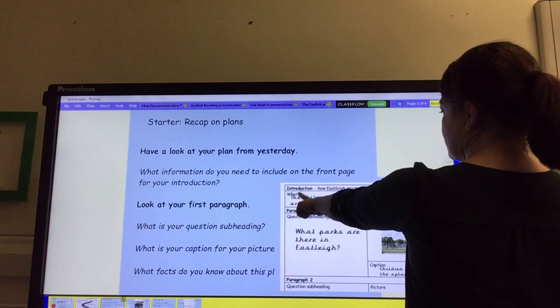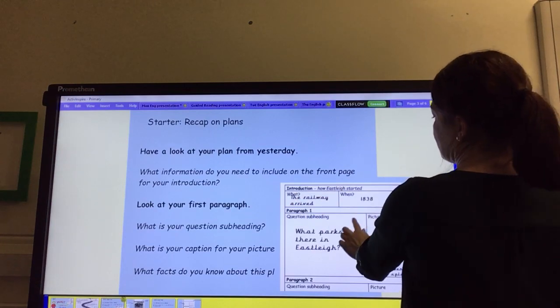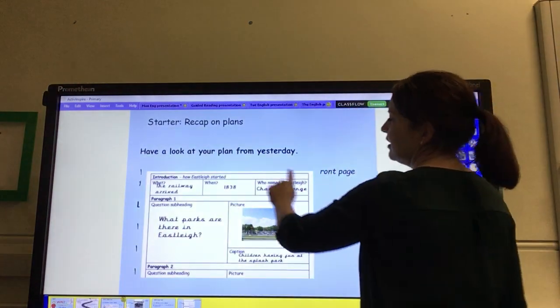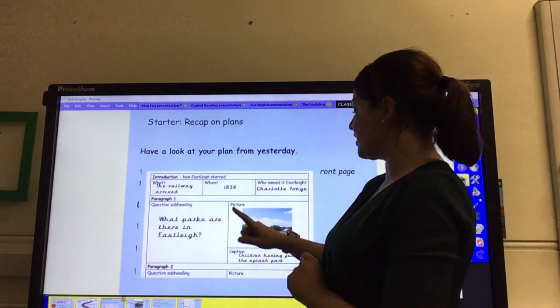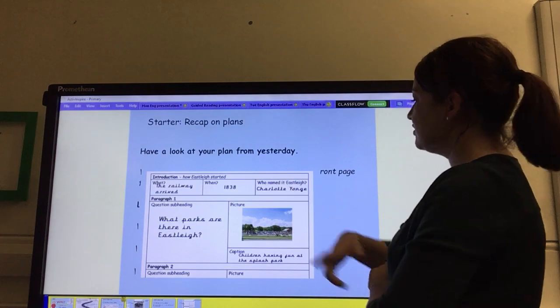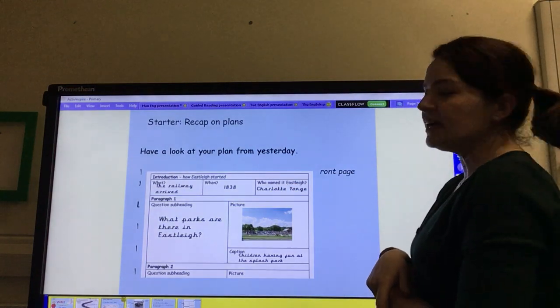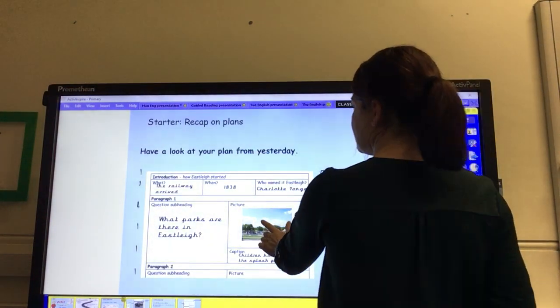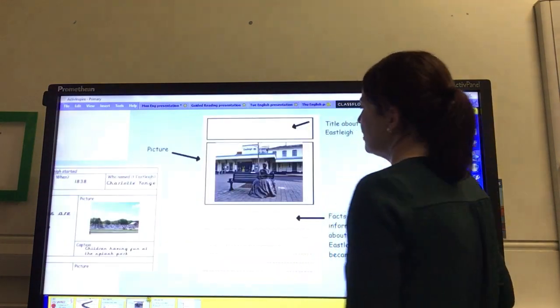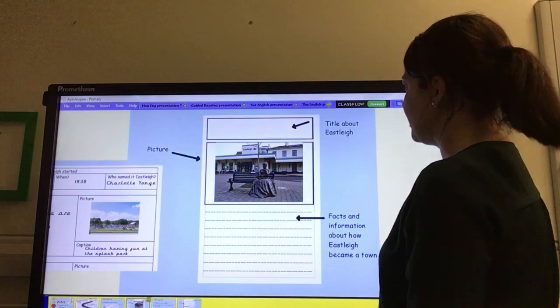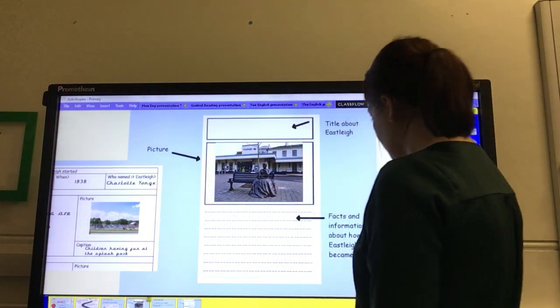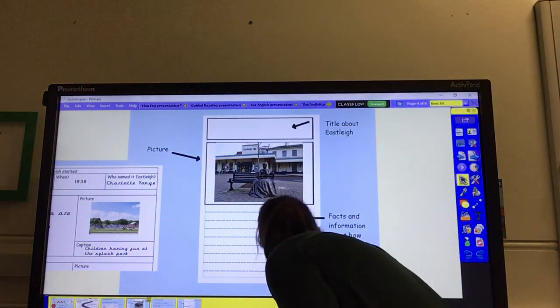So we've got this part here. It's not very big. Let me move that into the middle so you can see. This part at the top is our introduction. So I've got on mine, the railway arrived, 1838, Charlotte Young named it Eastleigh. And I've got to write that up into proper sentences now. And I'm going to do that on the front page of my booklet. So this is where my title goes, and this is where I'm going to write my sentences.